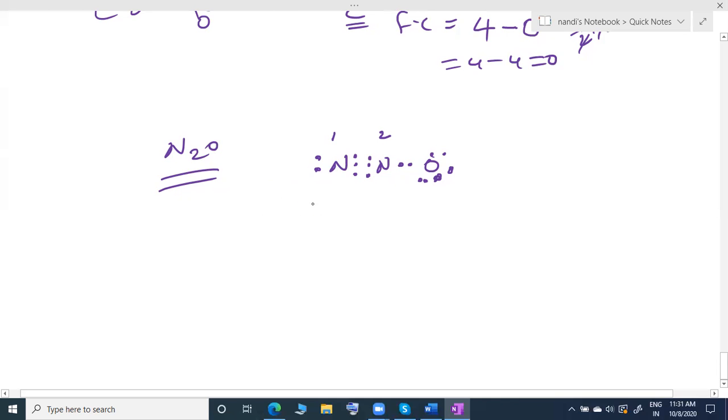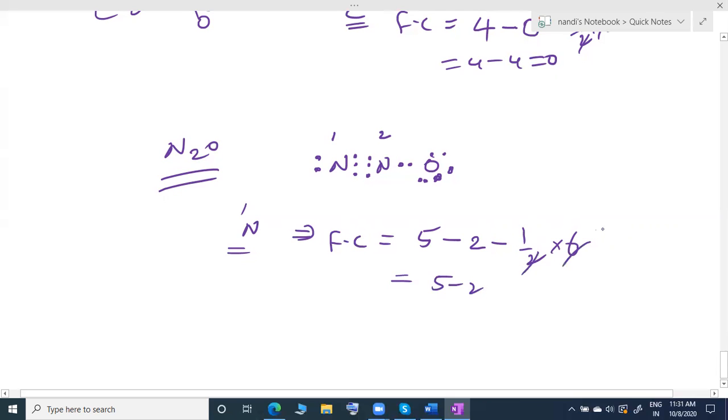So now you can check it. Nitrogen 1, 5 is the valence electrons. How many non-bonding electrons? 2 is the non-bonding electrons. Half into. Here how many shared electrons? Total 6. They are sharing 3 bonds, so 6 electrons. How much will we get here? 5 minus 2, this is 3 times. So minus 3, total 0.